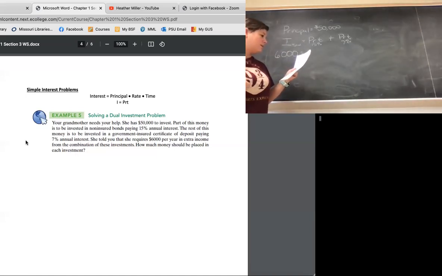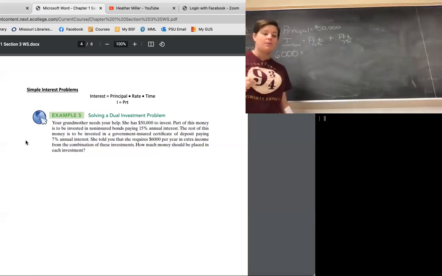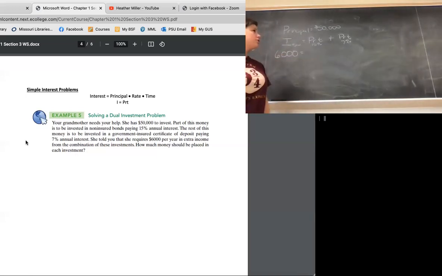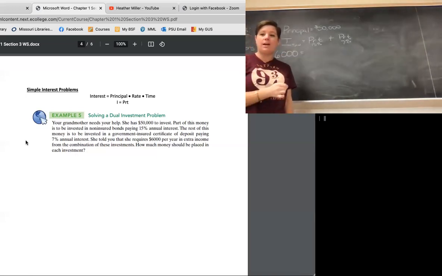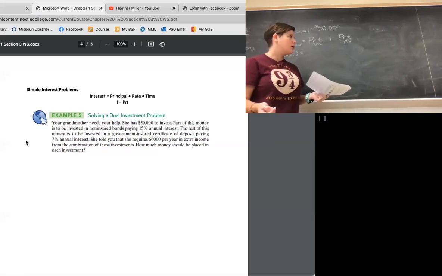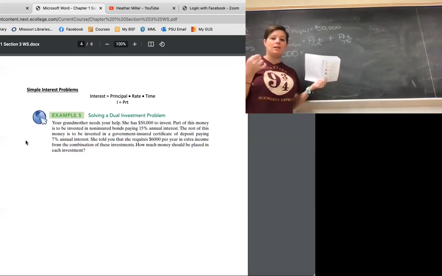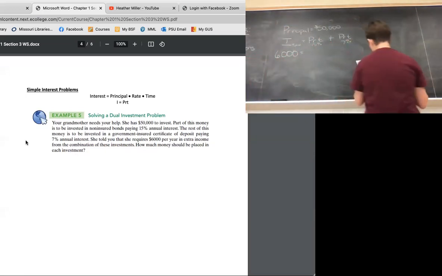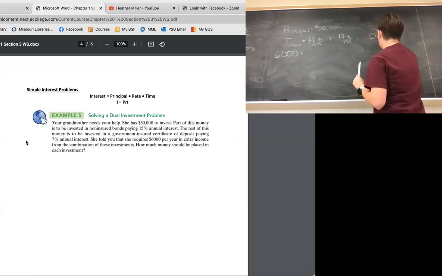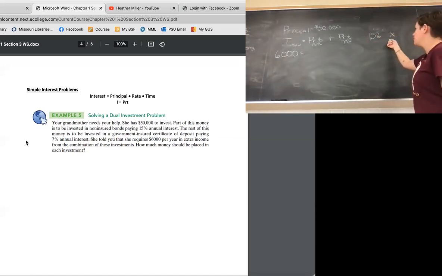Now it says how much money should be placed in each investment. So we know that in total she invests $50,000, but we have no idea how much she invests at 15% and how much she invests at 7%. So we're just going to delegate. Let's say that at 15%, she invests X amount of dollars. We don't know how much, so we're going to call it X.